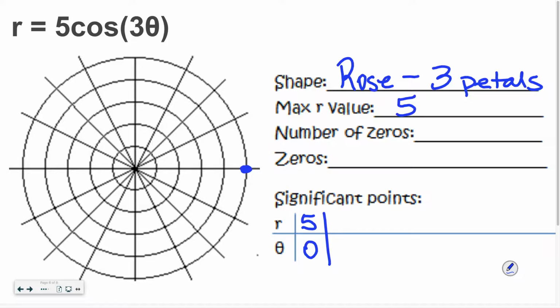There are 360 degrees around this circle. We have 3 petals. Riley is suggesting we divide that by 3. If we take 360 or 2 pi, I don't really care, and divide it by 3, then our petals are going to be 120 degrees apart. So here at 120 degrees, I'm going to make a dot, and then 120 degrees later, I'm going to make a dot. There are my 3 petals.